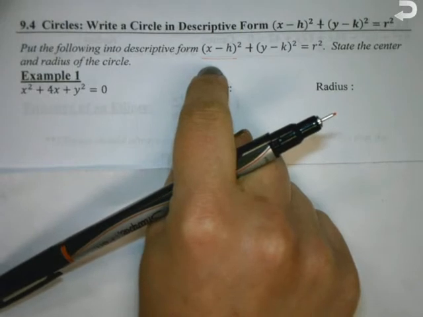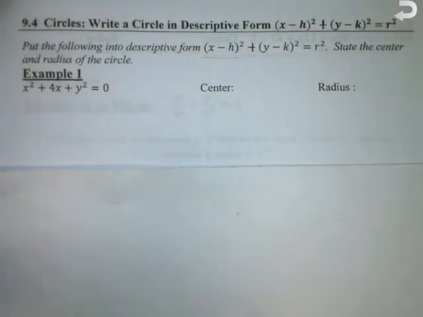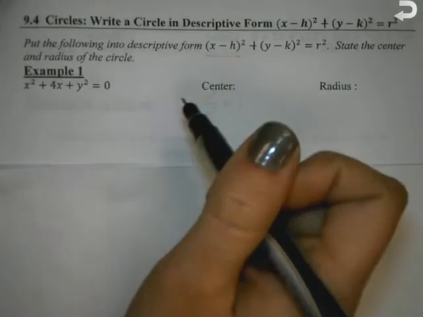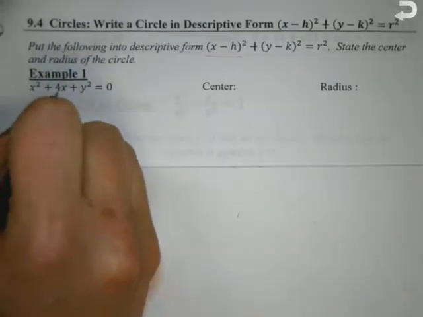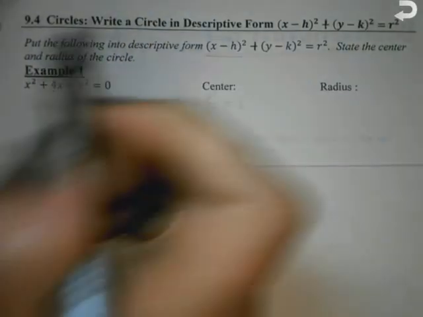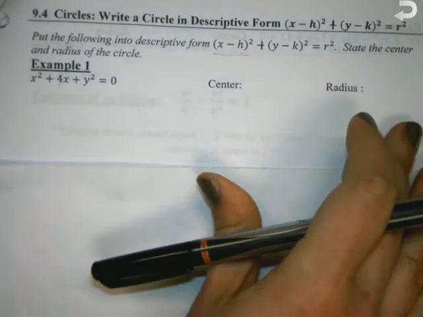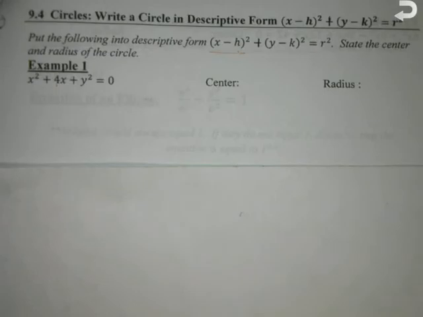So what we're going to do here is very similar to what we did on Friday. We want to make these x's a perfect square trinomial so that we can factor it so it looks like that. So does anybody have an idea of what we're going to do? We did it on Friday with parabolas. We're going to complete the square.